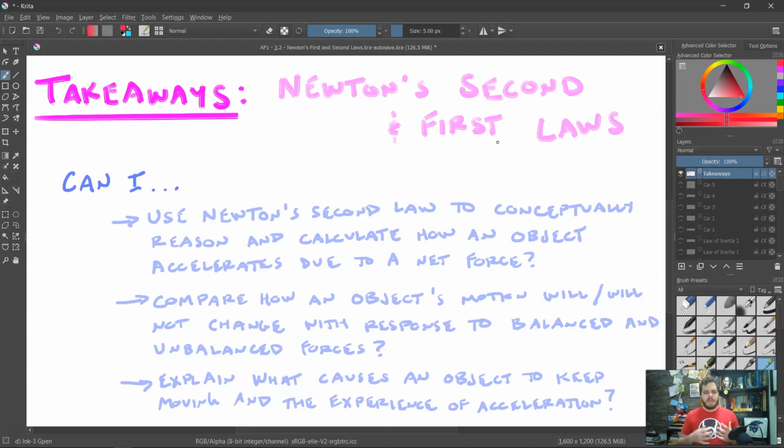Additionally, can we explain what causes that experience when we undergo acceleration? That we're not feeling a force pushing us back, rather it's our body's inertia reacting to the acceleration. If something stops suddenly and you feel jerked forward, it's not your body responding to a force, it's your body's inertia resisting that stopping acceleration.